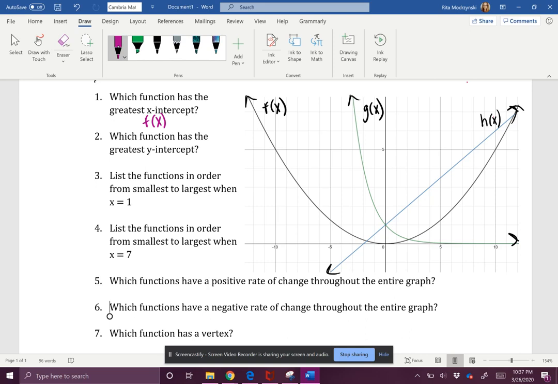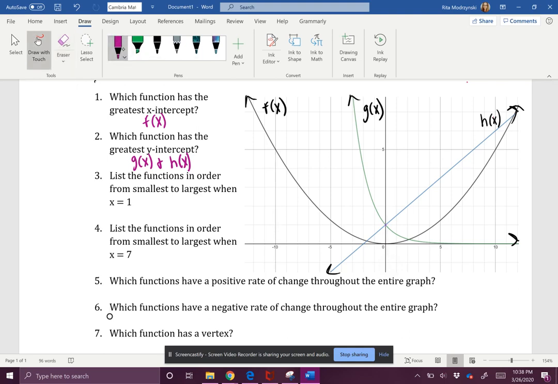Right now, our f of x function has a y-intercept of 0, 0. And it looks like g of x and h of x have exactly the same y-intercept at 0, 1. So which function has the greatest y-intercept? We could say g of x and h of x. They both cross at 0, 1. Now let's move on to our next comparison.